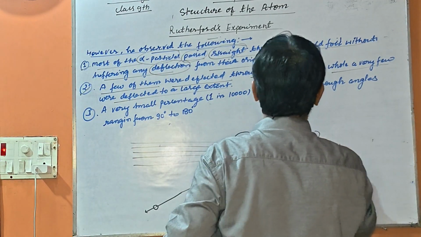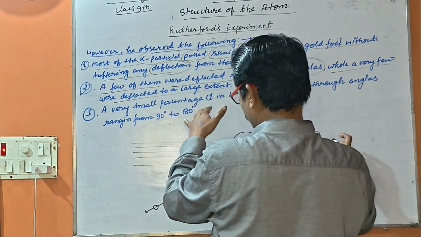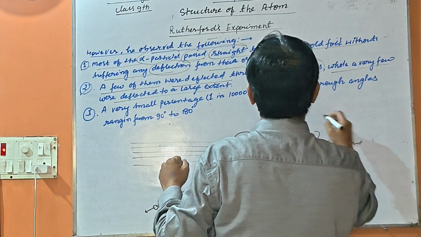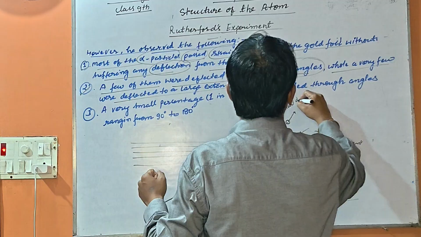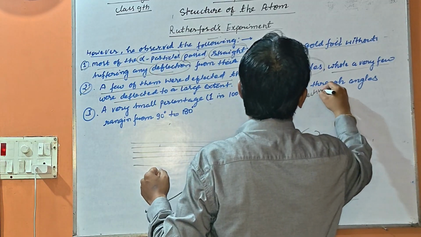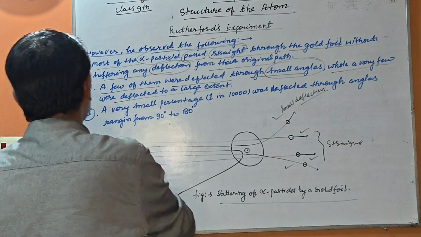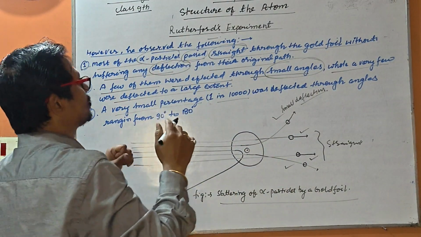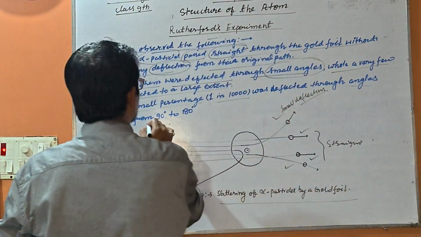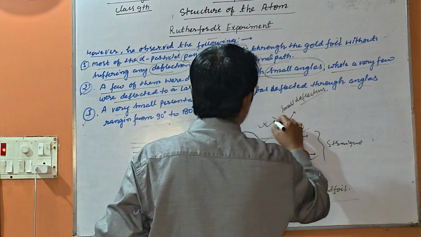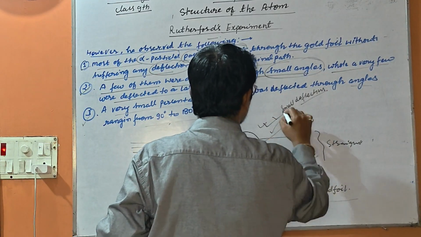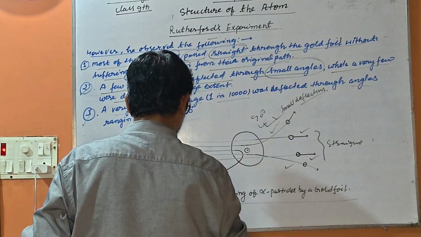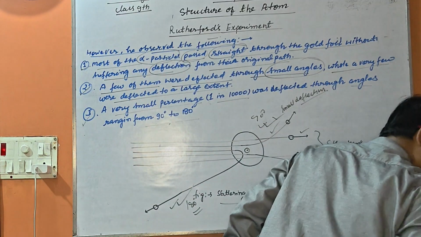In a straight line, without suffering deflection, this is straight. This is straight, a small deflection. It is going to be for understanding. And a very small percentage, 1 in 1000, is going to be deflected at an angle of 90 degrees to 180 degrees. This one is 90 degrees, and this is 180 degrees. So these things were to be done.